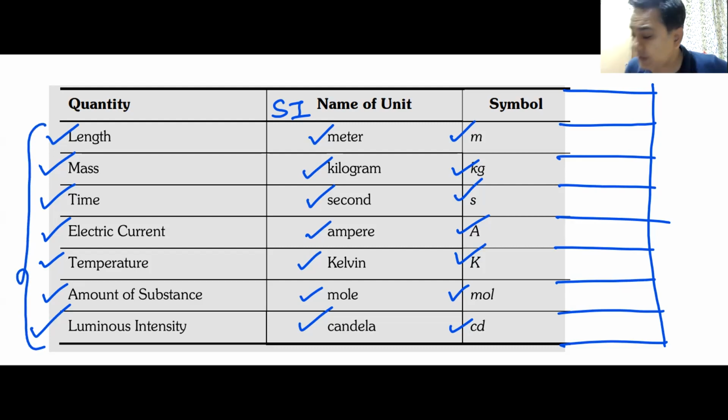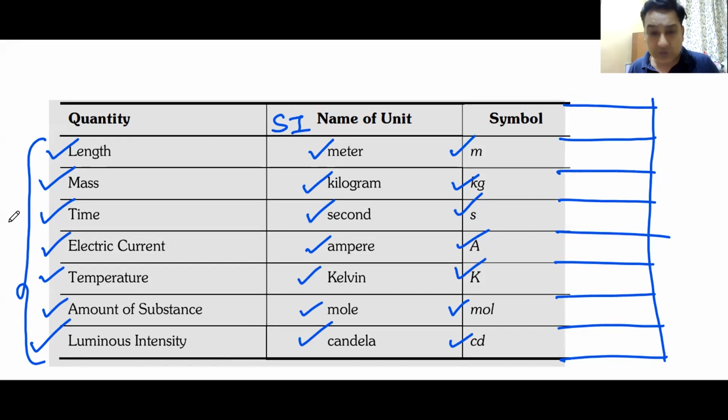Anyone has any idea what are the 2 supplementary units? Plane angle, solid angle, sir. Yes, that is correct. And that is what you are going to again create a space for, those 2 units. I don't have space at the bottom, so I'm going to create space at the top.